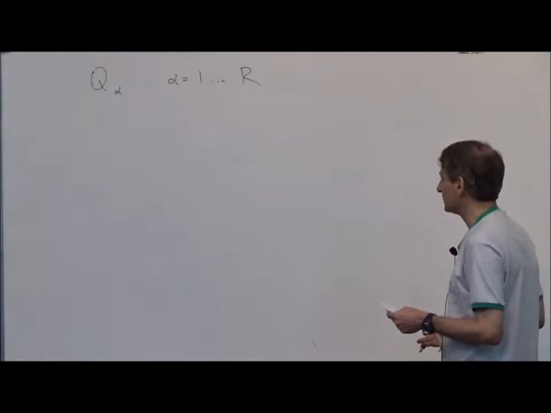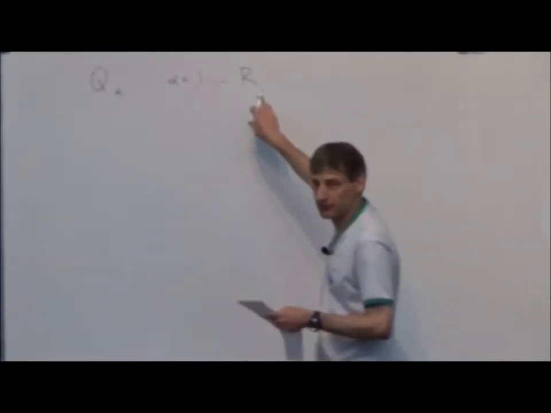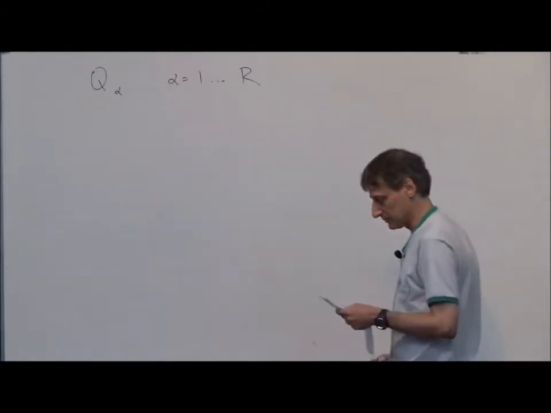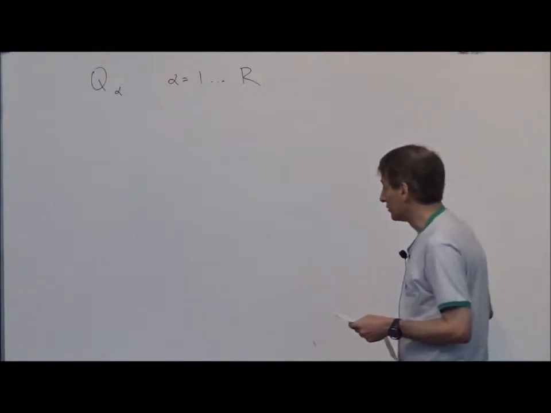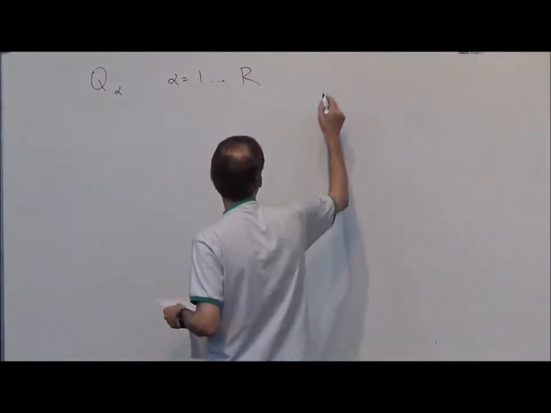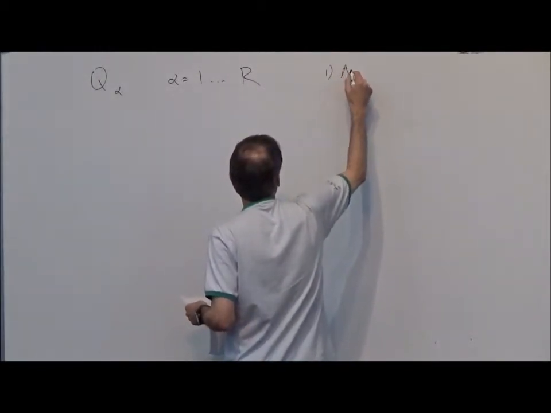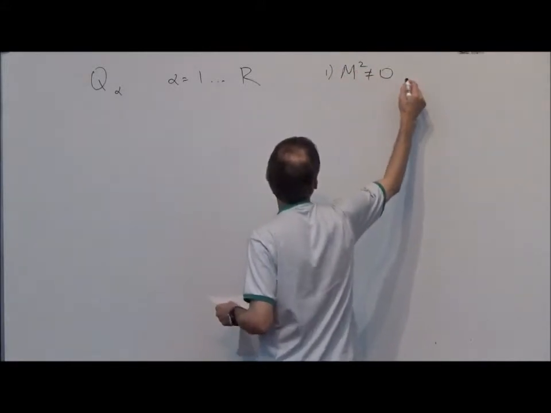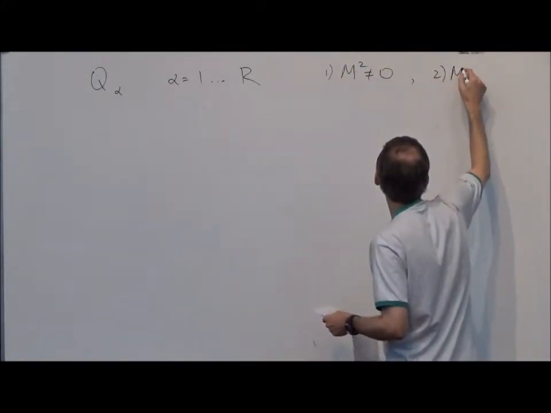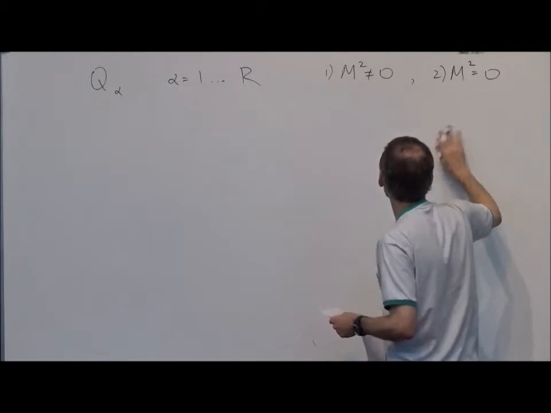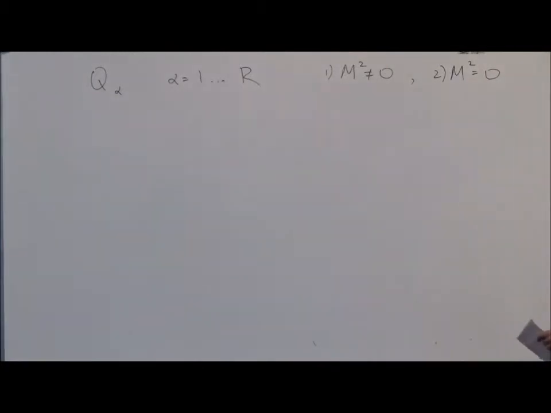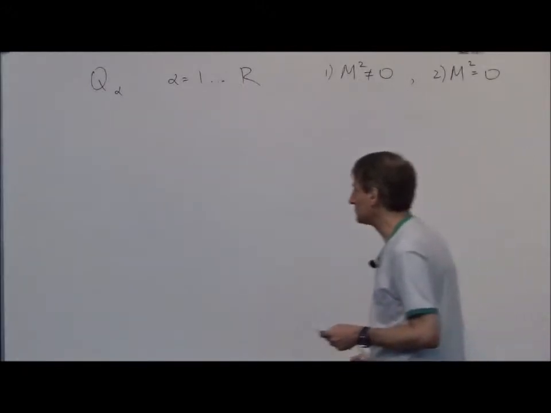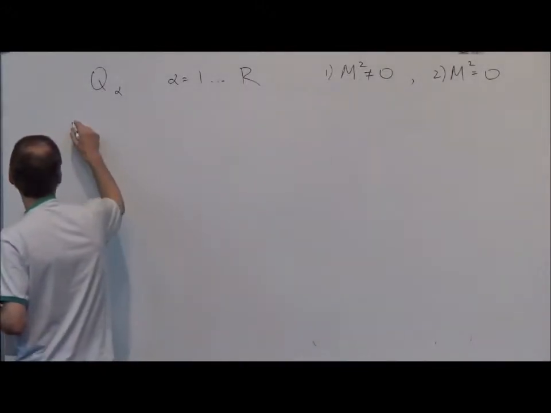So there are two relevant cases, and this is real components. Okay? So there are two relevant cases, which are m squared non-zero and m squared zero. The number of fields and states in the theory depends on whether it's massive or massless. So we'll do the m squared non-zero case first.